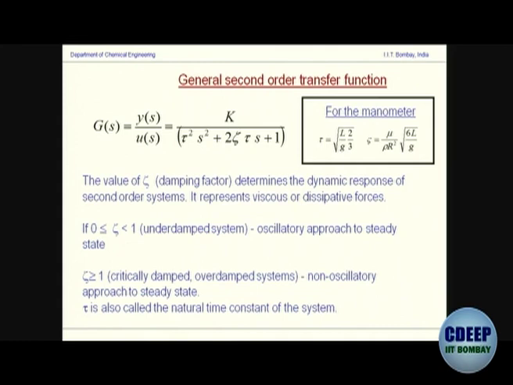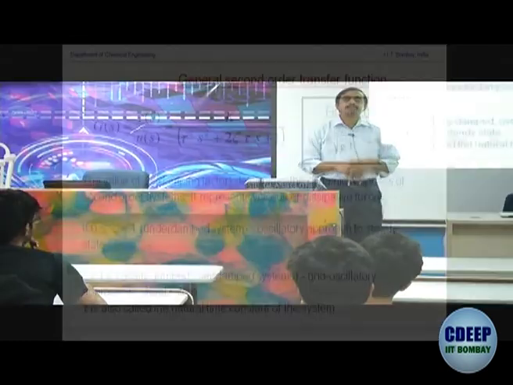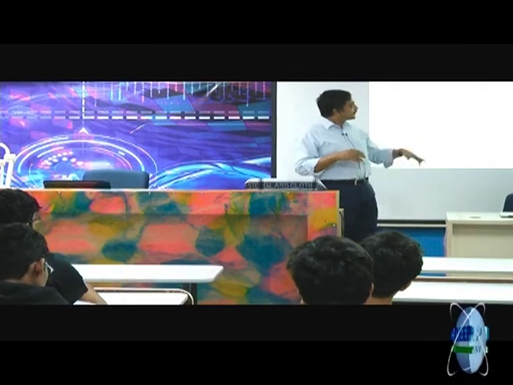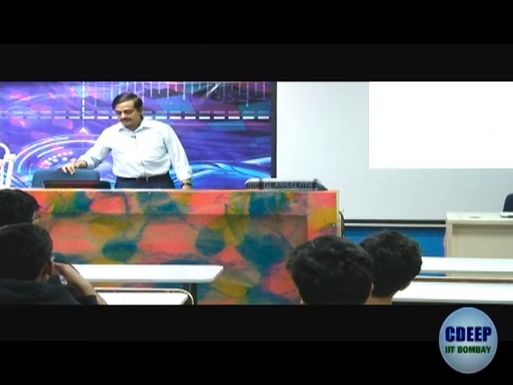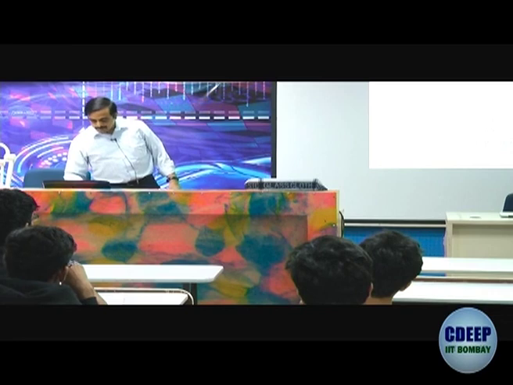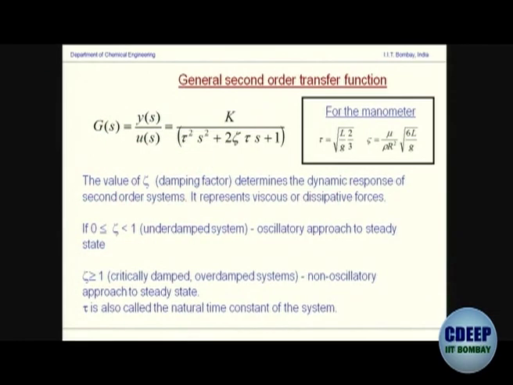Okay. So, the important thing to realize of higher order systems is always this possibility of energy transfer, mass transfer, momentum transfer, because of which you might get oscillatory behavior depending on the value of the damping factor zeta. Zeta less than 1, oscillatory behavior. Zeta equal to 1, brink of oscillatory behavior. Zeta greater than 1, non-oscillatory behavior.